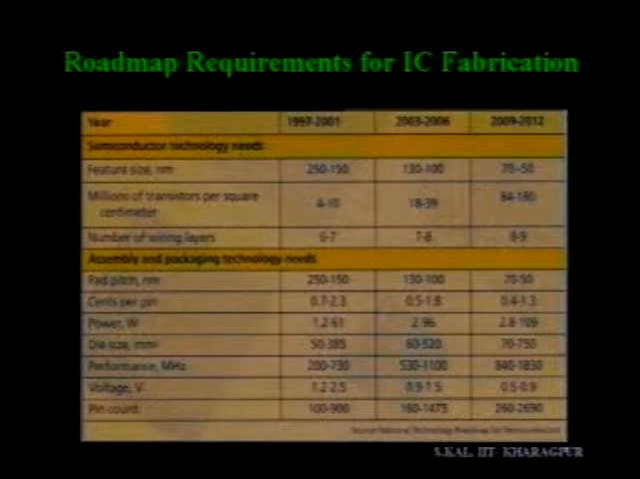1997 to 2001, that is one block. Another block is 2003 to 2006. And the third block is 2009 to 2012. What will happen in future? The forecast. And here, in the first row, you can see the feature size, which is now in nanometer. Earlier they used to mention it in micrometer, and micrometer has now changed to nanometer, you see.